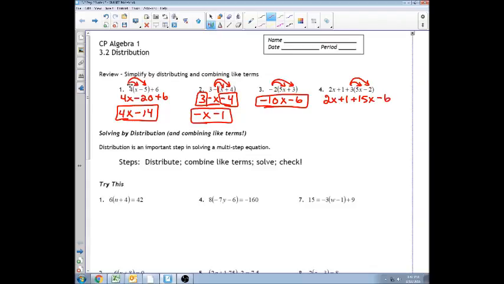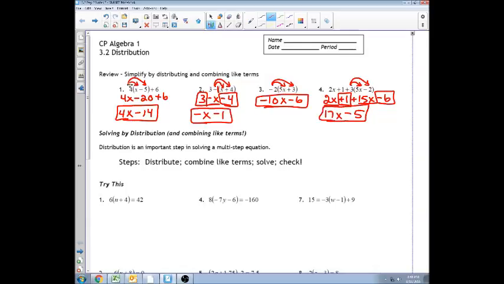Now I need to combine like terms. Since I want to write it in standard form, I will find the variable with the largest exponent. In this case, it is just my x's. So 2x plus 15x would be 17x. Now it is my numbers. 1 minus 6 would be negative 5.